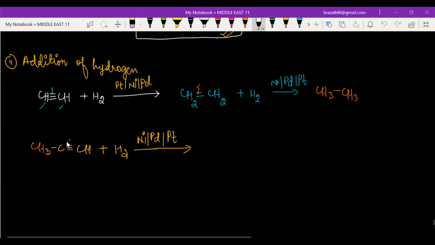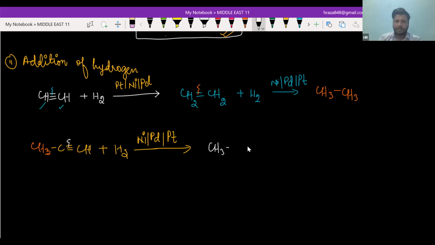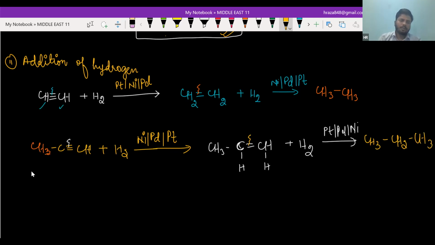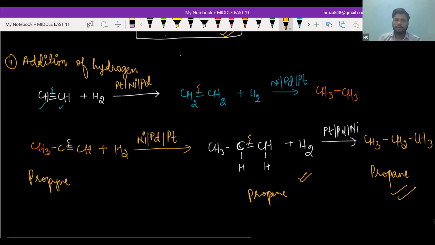See here. One of the bond will be broken. And since double bond will be left with carbon, one of the hydrogen will go to this and one of the hydrogen will go to this. Again, we are going to add hydrogen in the presence of platinum, palladium, and nickel. Again, one of the bond will be broken and it will be CH3, CH2, and then CH3. So propyne is converted into propene, and then with the addition of hydrogen, it is converted into propane. Just write it. And if you are done with this, let me know, please.